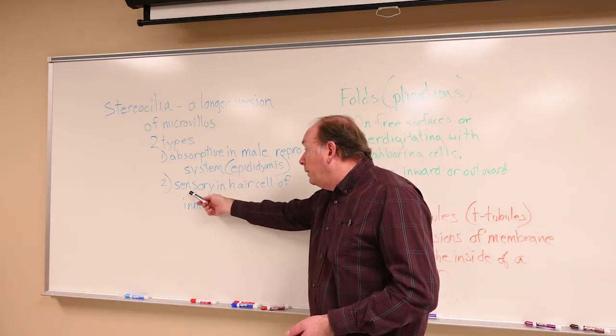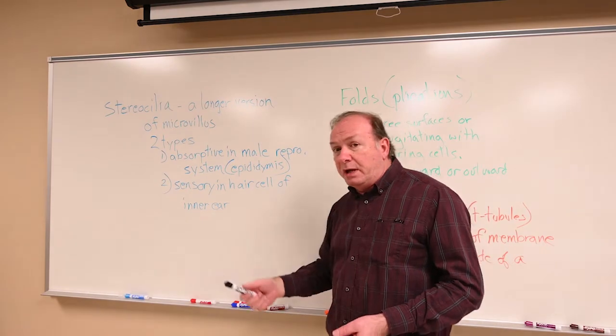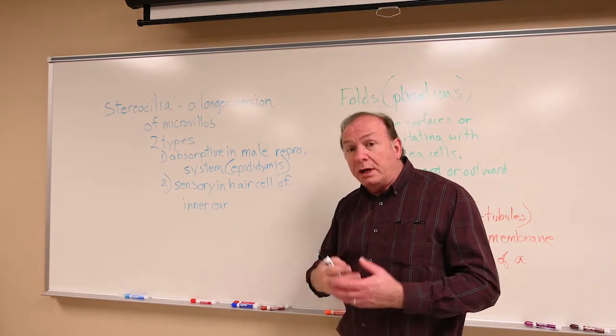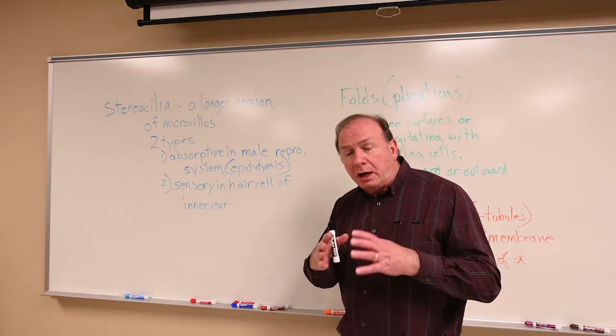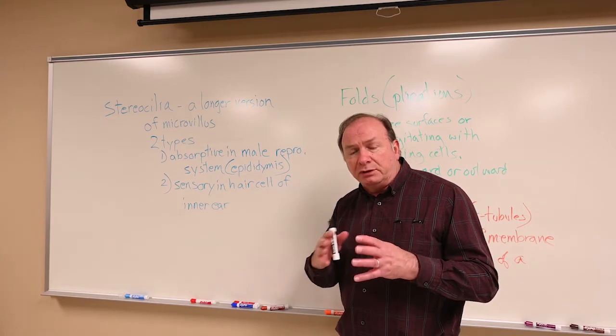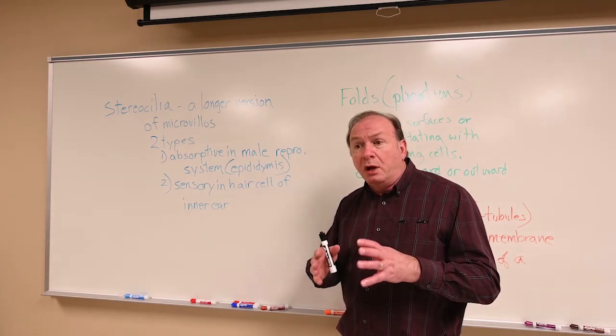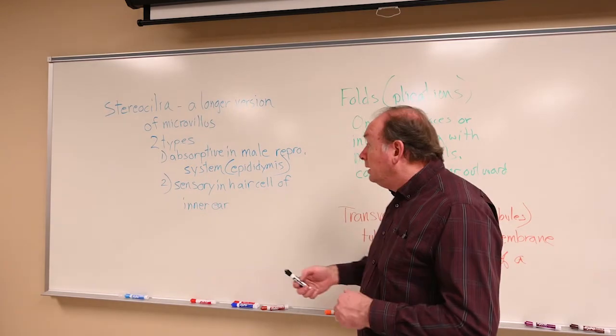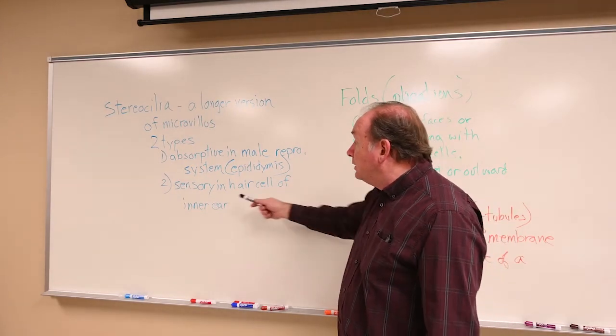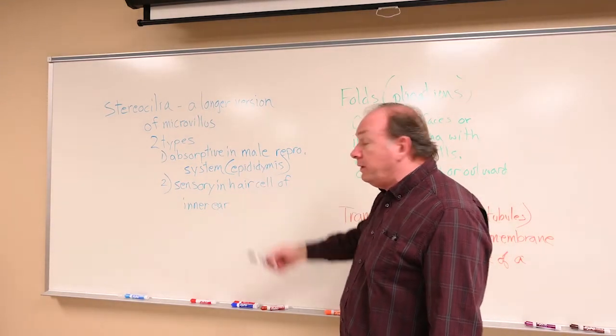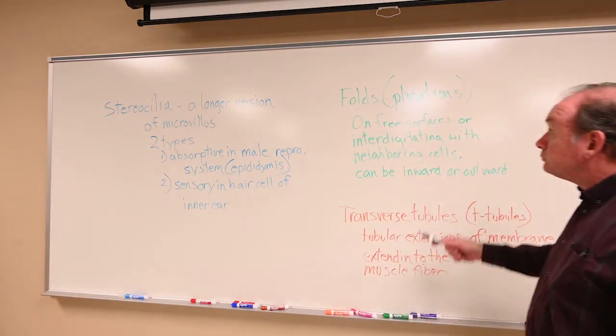And then the other type are sensory in the hair cells of the inner ear. They're associated with the cochlea, with the semicircular canals, and with the vestibular portion that gives us our sense of static equilibrium or position with respect to gravity. So we have sensory in the inner ear and absorptive in the male reproductive system.